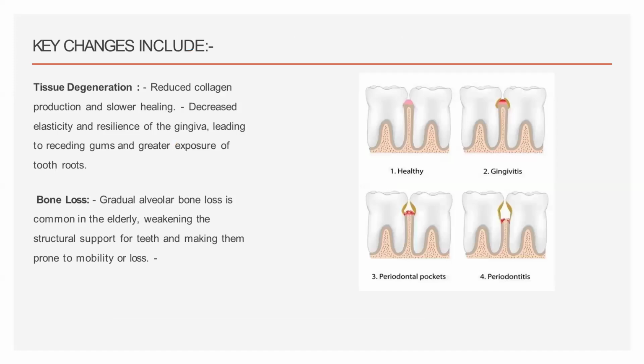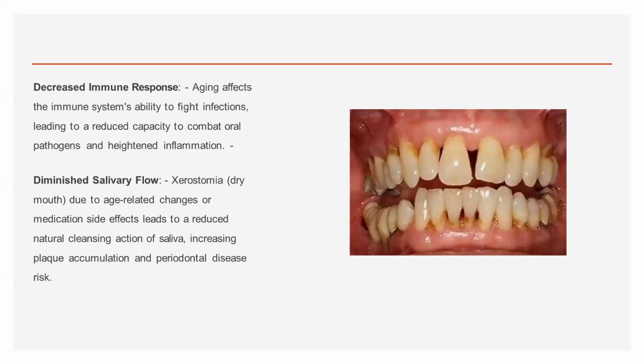So the key changes which can be seen in the elderly population is tissue degeneration. This occurs due to reduced collagen production and slower healing. This leads to decreased elasticity and resilience of the gingiva, leading to receding gums and greater exposure of the tooth roots. Bone loss. Gradual alveolar bone loss is common in the elderly, which leads to weakening of the structural support of the teeth, making them prone to mobility and tooth loss.